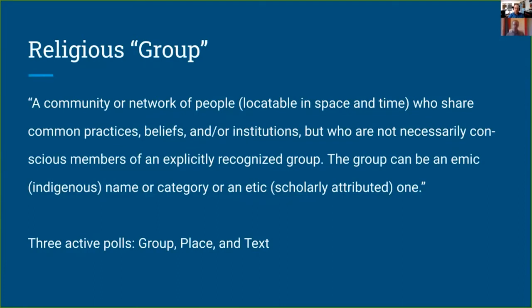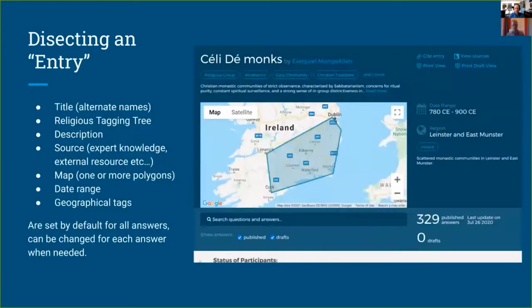So religious group is our main poll that we started with. Since then, we've also added a religious place poll and more recently a religious text poll. When experts sign up with the project, they're entering data in one of these polls. They're answering questions that come from one of these polls. But the questions are linked behind the scenes so that when you search for a particular question, you're going to get answers in other polls as well. And we'll see more about that later on.